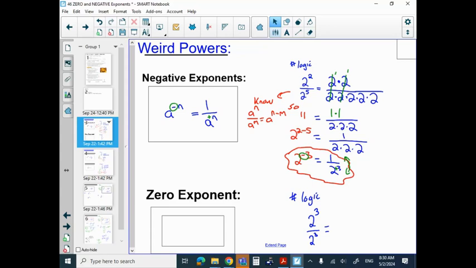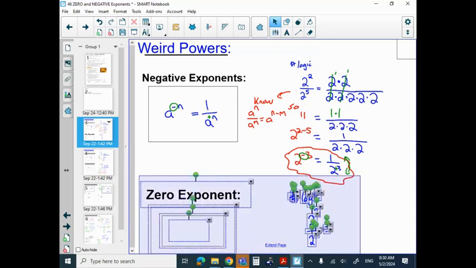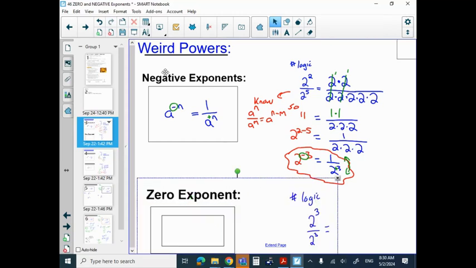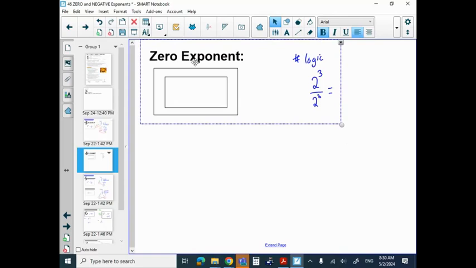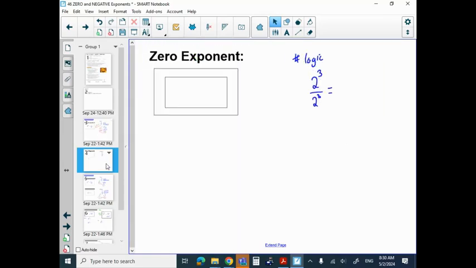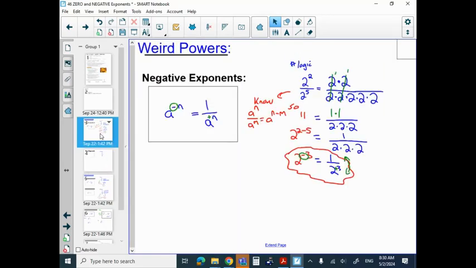So just want to move the zero exponent one to the next page, so I can make sure you recognize something that's kind of weird about this, right? So, I hope you recognize that this is kind of weird, right? So let's compare meanings here.